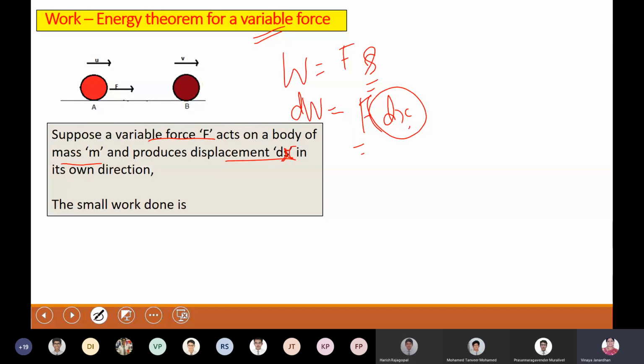Now look at this. You have a body moving with a velocity U. You have applied a force which is varying, so that finally the velocity of the body changes to V. It's a variable force. But when the body undergoes a very small displacement, you are considering the force to be constant.